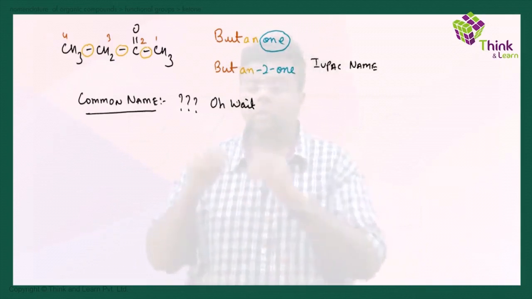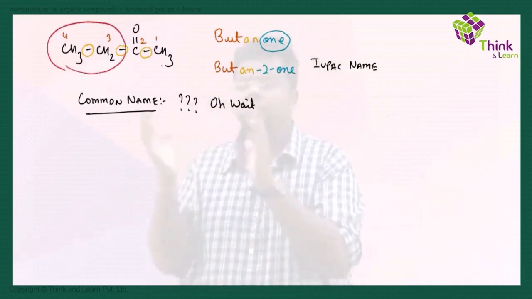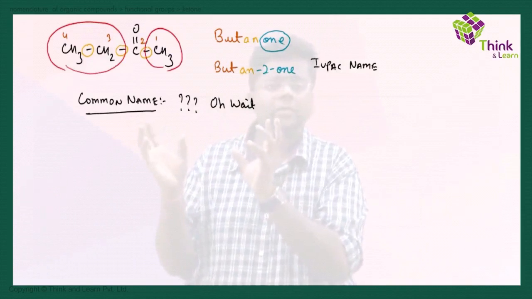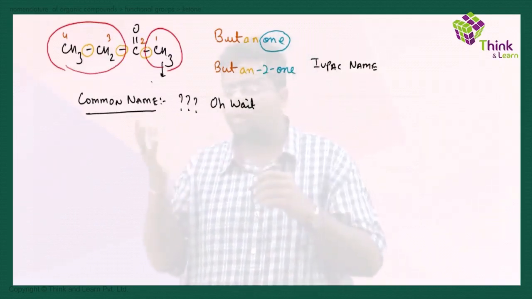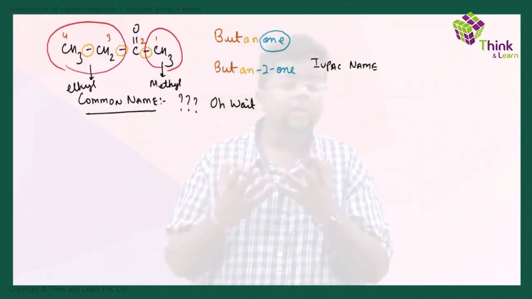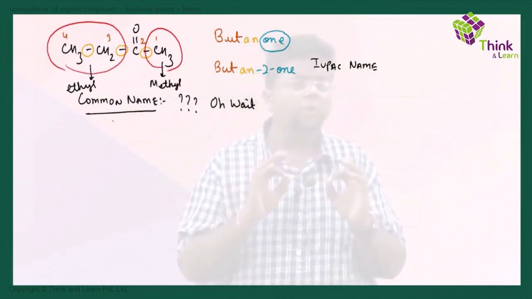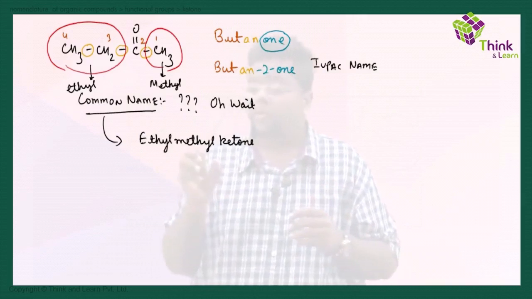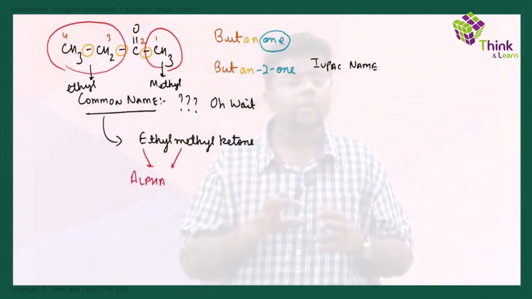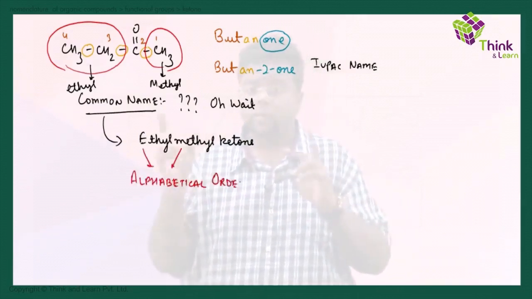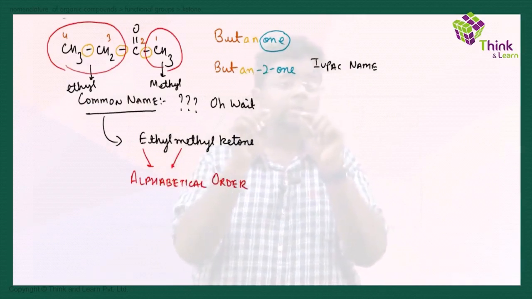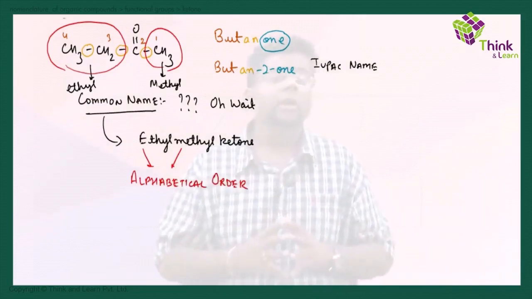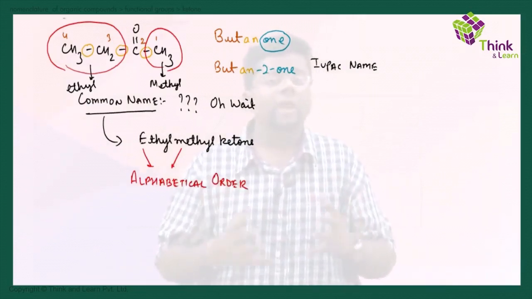Yes. There is a method of writing the common name. So what you will do is, you will forget that there is a ketone and just count the number of carbons on either side. So if I say on one side I have ethyl and on the other side I have methyl, all I have to do is just place them alphabetically. So the name would become ethyl methyl ketone. Yes, so both the branches or the substitutions on the functional group have to be named alphabetically.